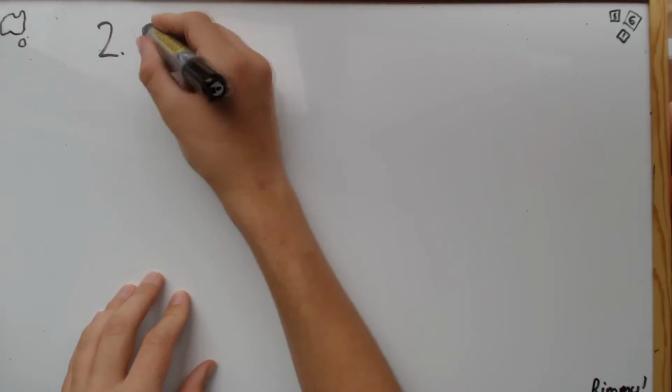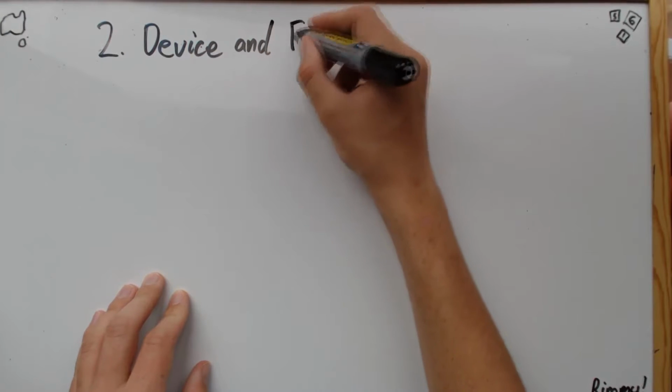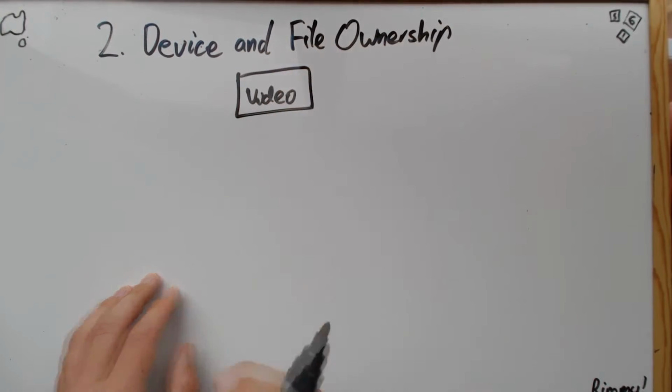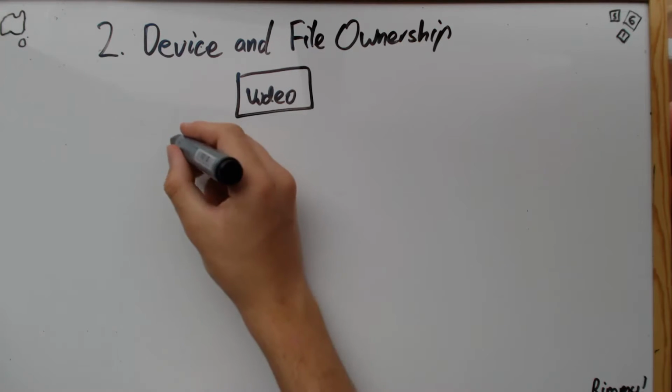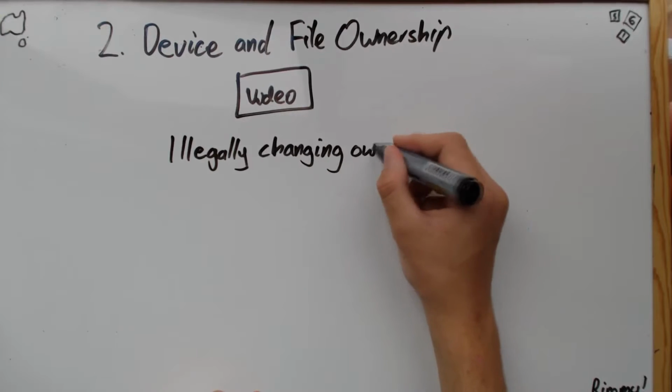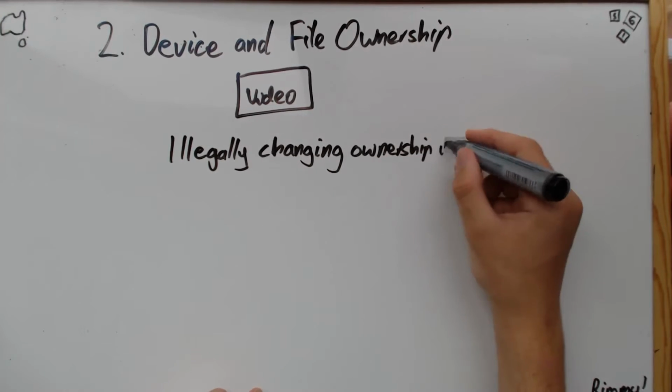In regards to the device and file ownership video, I left out a small part that is very relevant to illegally taking the ownership of a device. In Data Trails, it is stated that in order to do the extended test to change ownership, the device must be connected to the matrix.